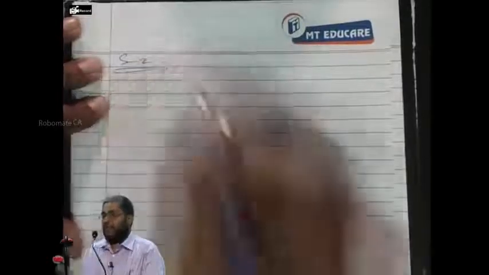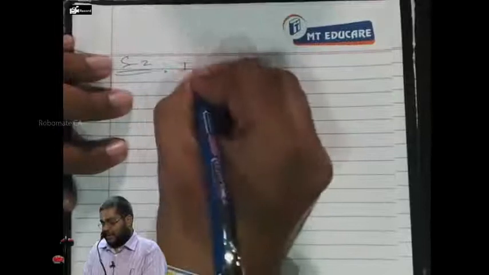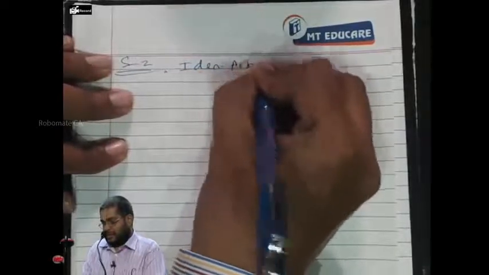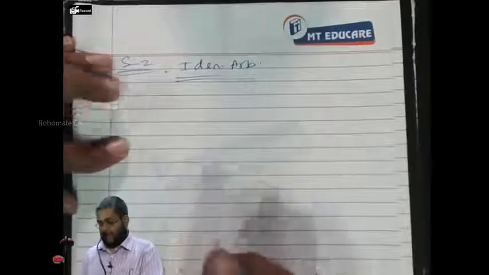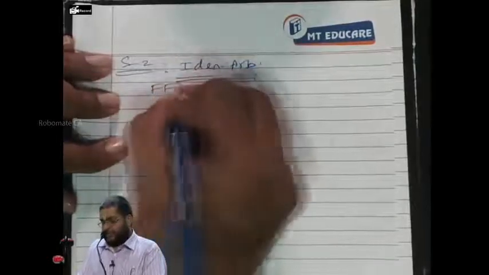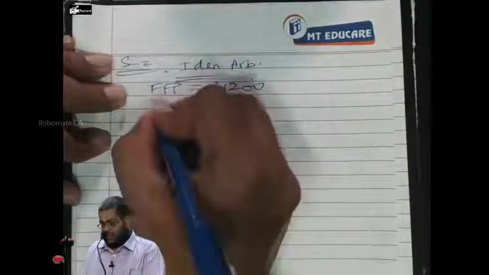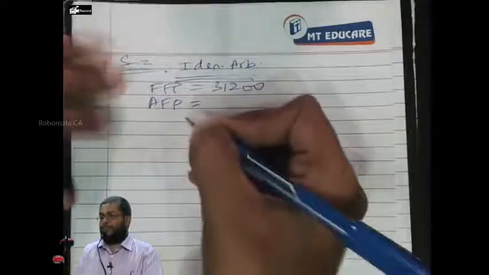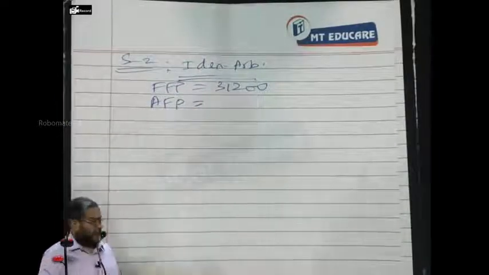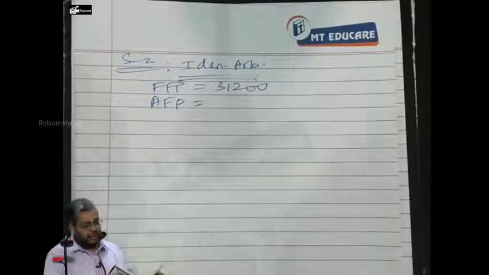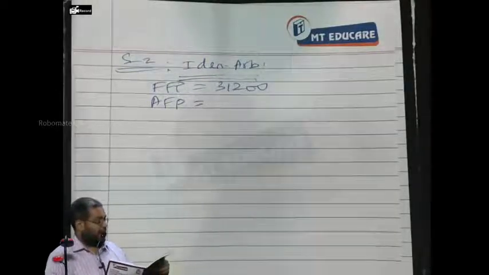Now, next. Step 1 over. Can I pause or not? Now, step 2. Identification of arbitrage. Fair futures price we got as 31,200. Actual futures price, there are two questions. I'll answer the first one. What is the actual futures price in the futures market? What is the actual price being quoted today?